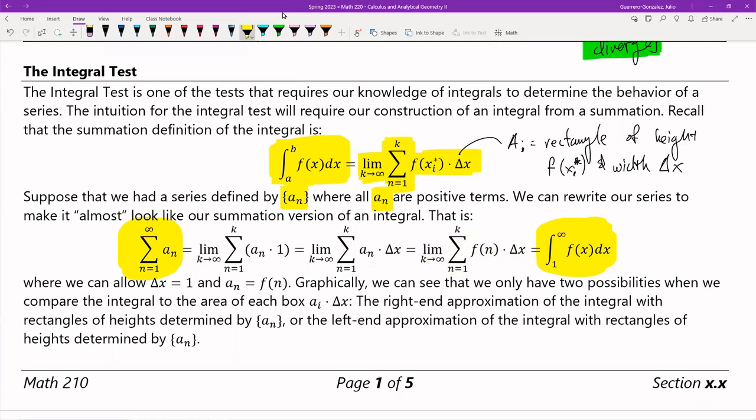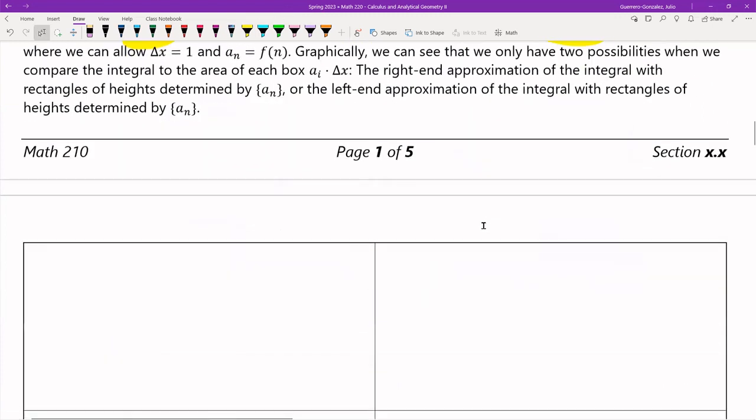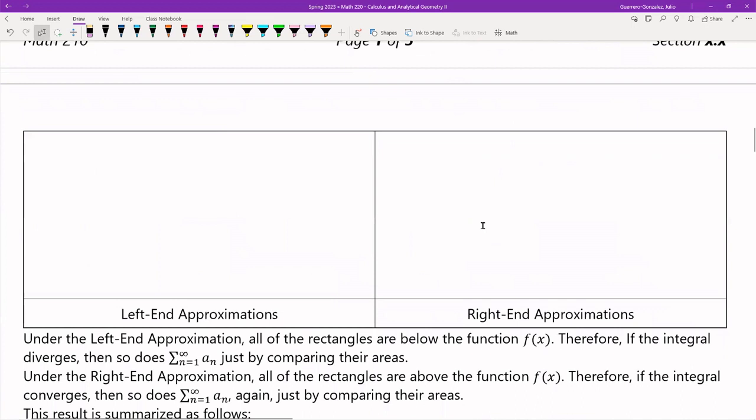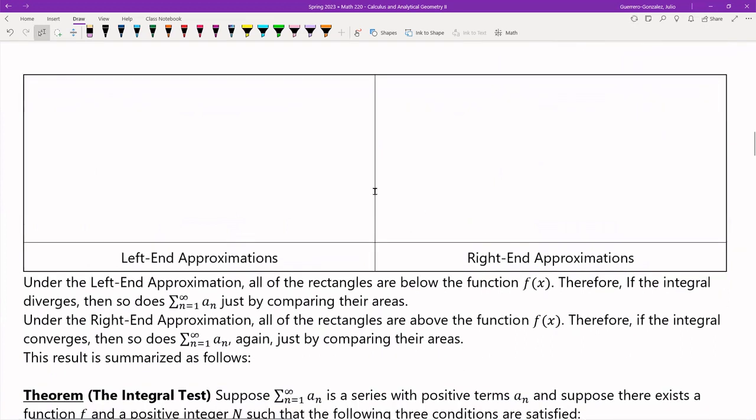So now we have two possibilities here. Let me scroll down. We have a left-end approximation or a right-end approximation.